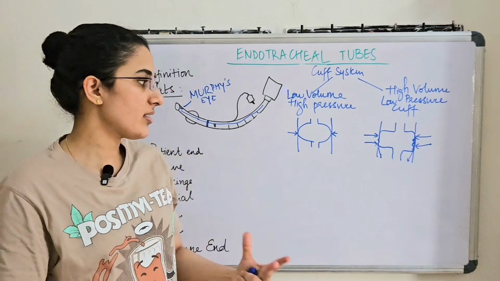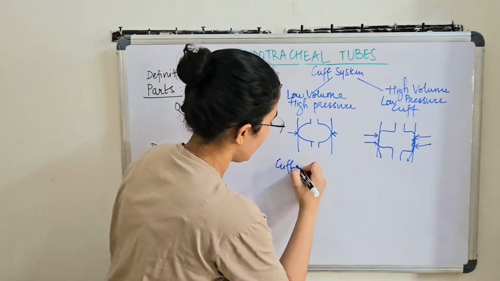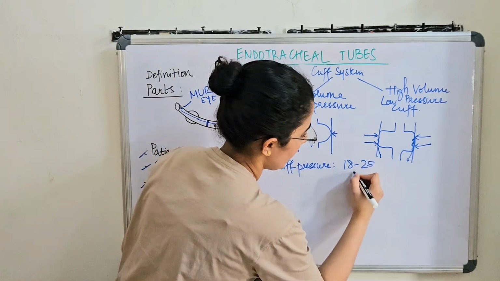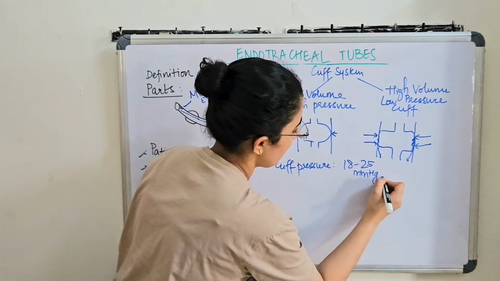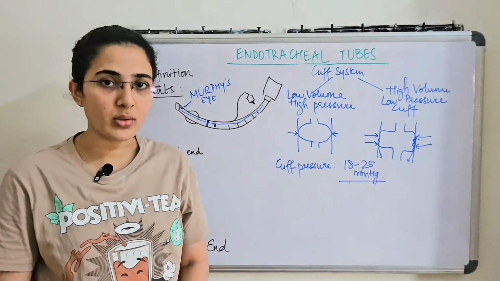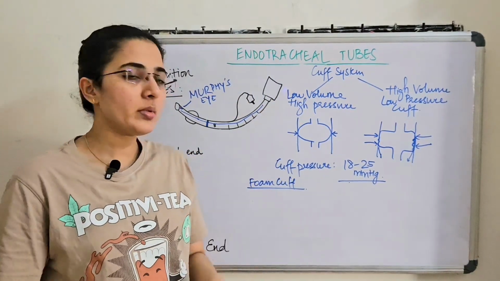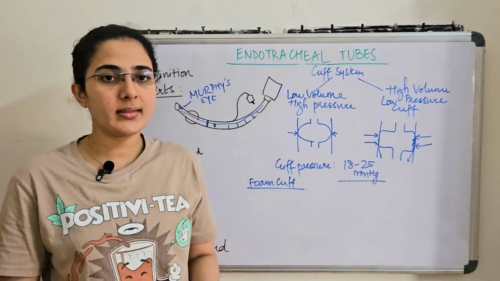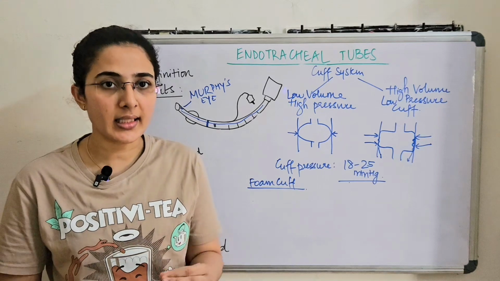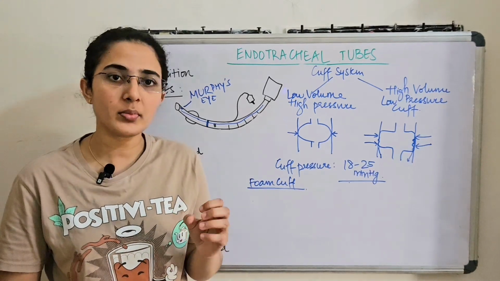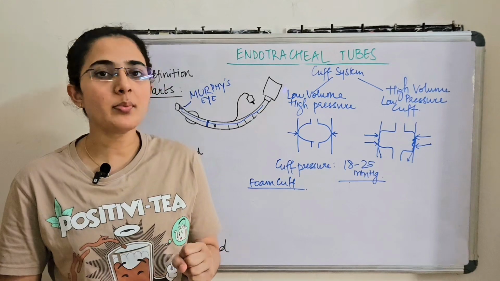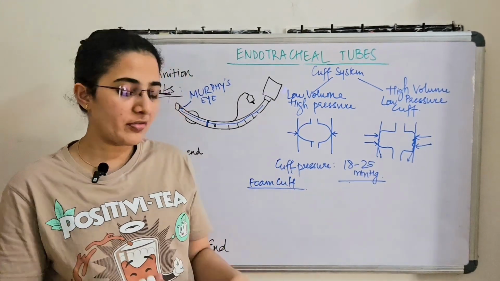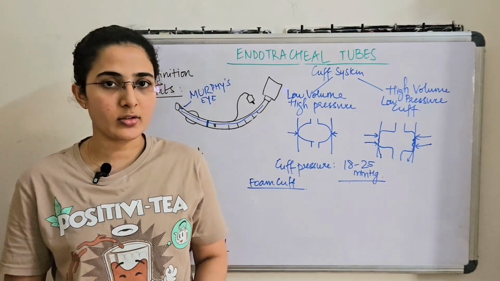When we come to cuff pressure, the standard cuff pressure is about 18 to 25 millimeter mercury. This is the cuff pressure which can be monitored with a cuff pressure manometer. This foam cuff basically provides a larger surface area. Since it's a polyurethane foam, whenever we apply a negative pressure or suction, it causes the foam to shrink, and once the negative suction pressure is released, the foam will expand. So this is a specialty, a different type of cuff which we see in certain endotracheal tubes.